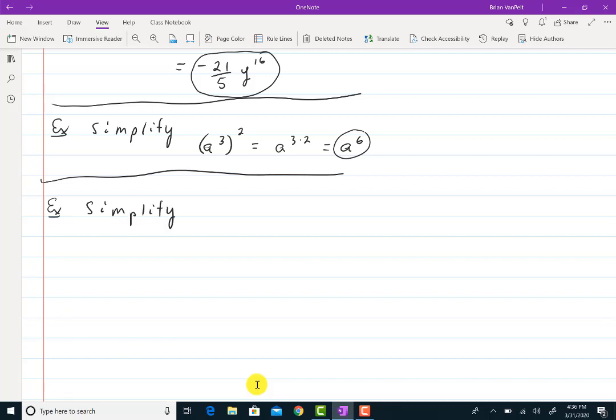All right, let's try another one. Here we're going to have 5a over 2 raised to the 3rd power. So this, you just raise everything to the 3rd power. And it looks like we get 125 a to the 3rd power divided by 8.